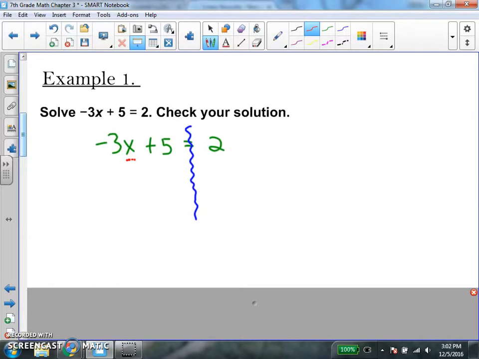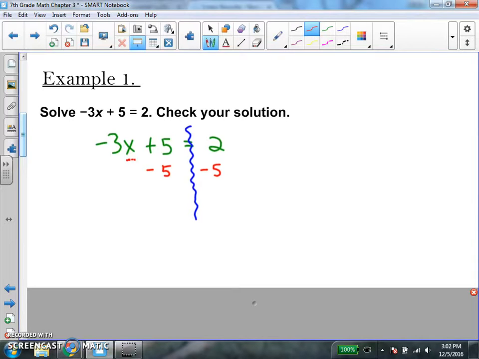Hopefully you've identified that our constant that's on the same side as the variable is 5. It says plus 5, so undoing that, getting rid of the constant, would be subtracting 5 on each side of our equation.